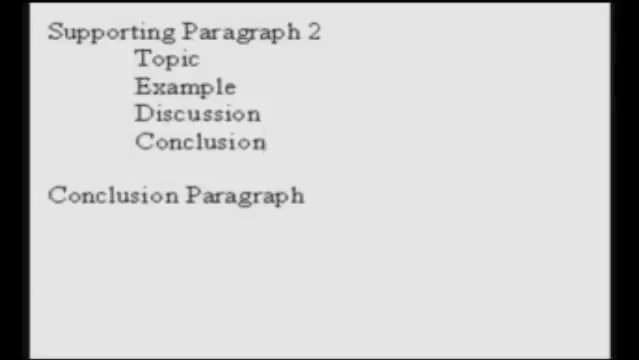And so once again, supporting paragraph 2 has 4 sentences. It has a topic, it has an example, and it has a discussion, and it has a conclusion. Now the discussion sentence links this example to the topic, and the conclusion links this topic to the thesis.